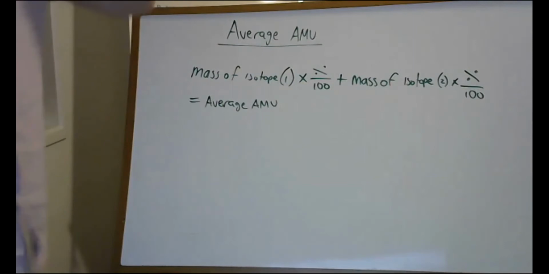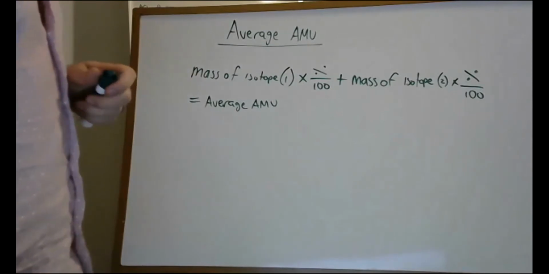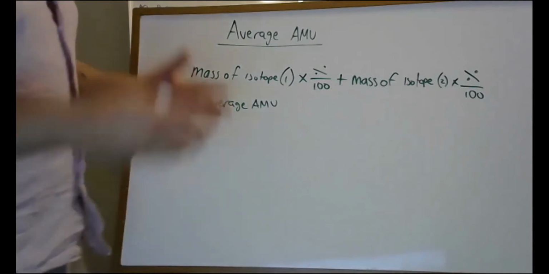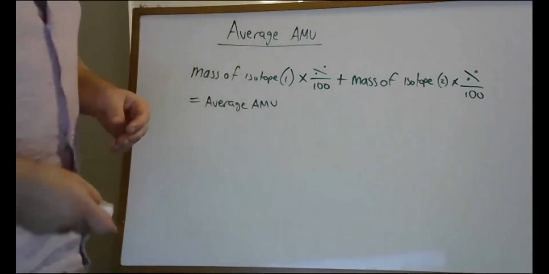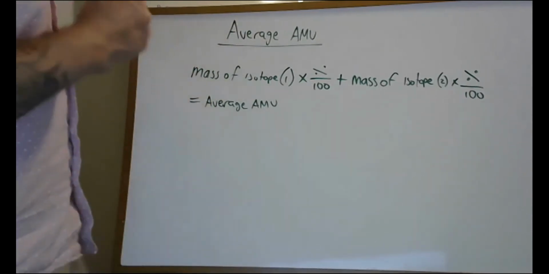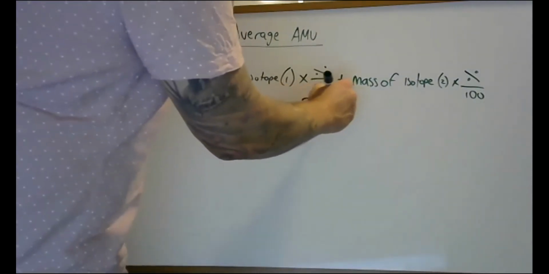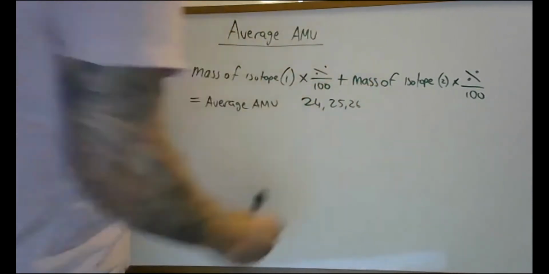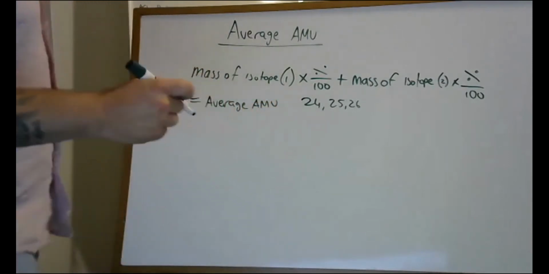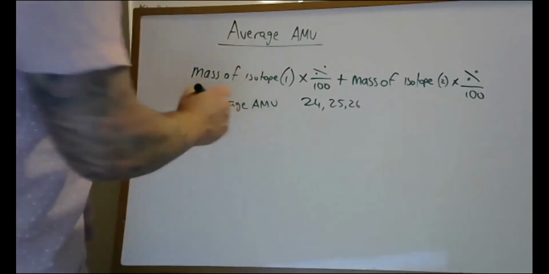So if you took a sample of carbon, it wouldn't be exactly what it says on the periodic table, because you would have all of the different isotopes somewhere in there. So let's look at magnesium. Magnesium has 3 isotopes, 24, 25, and 26. So let's calculate them all. There's 3, so we'll do them individually.